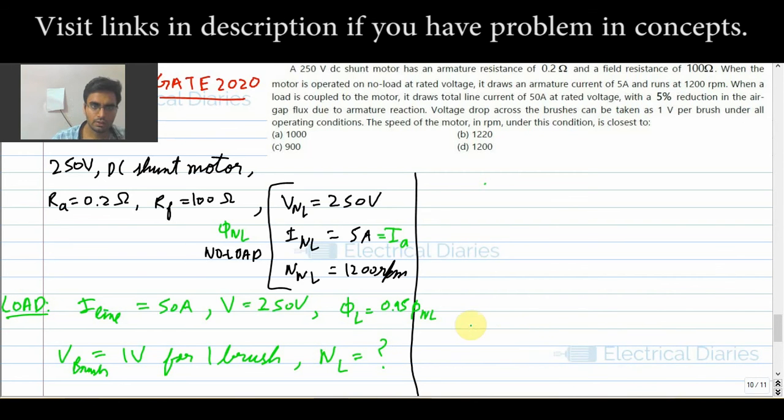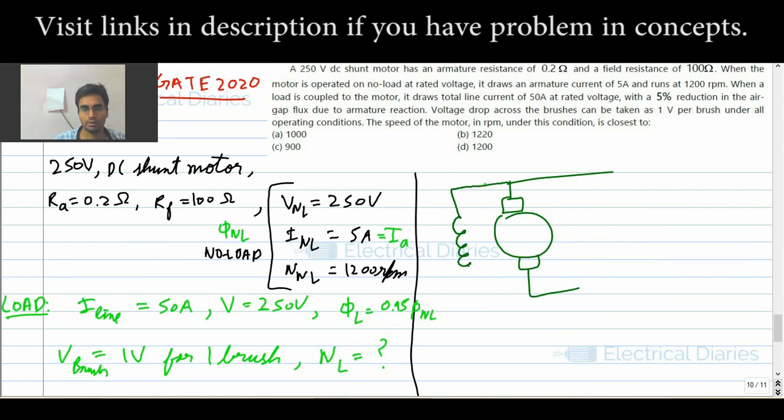See, in such questions you first draw the circuit diagrams and then things will become much clearer. Don't try to analyze everything in your brain, just try to move your pen a little bit. So it is a DC shunt motor. Let me draw the diagram. This is your shunt winding, this is your DC shunt motor.